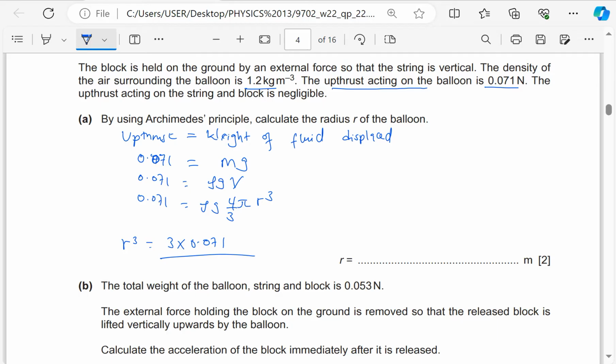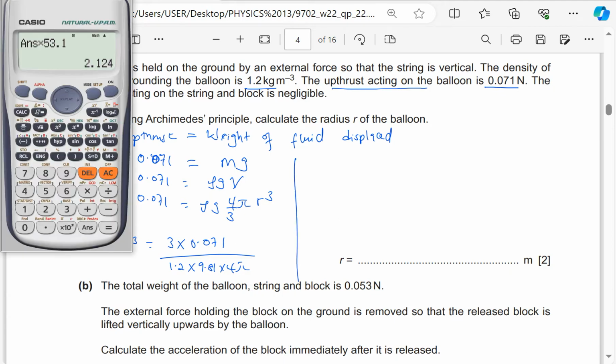times g times 4 pi. The density is 1.2, g is 9.81, times 4 pi. That is r cubed. So I want to find r. So 3 times 0.071 divided by 1.2 times 9.81 times 4 pi.